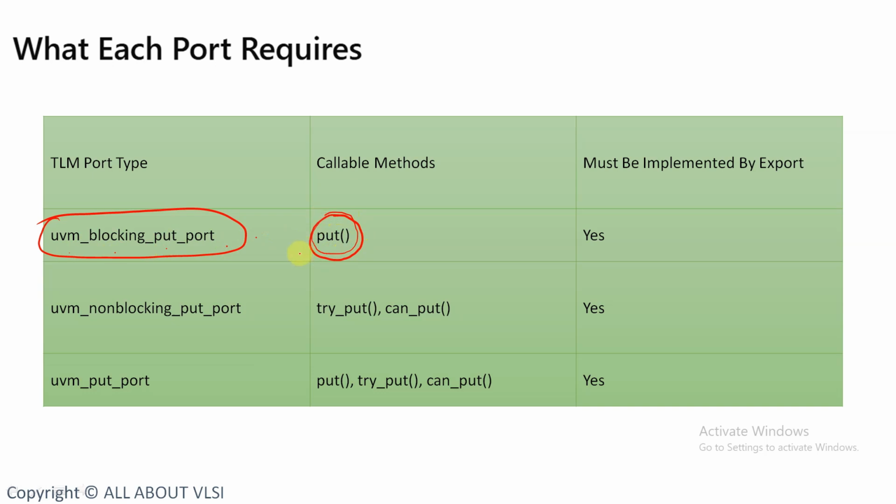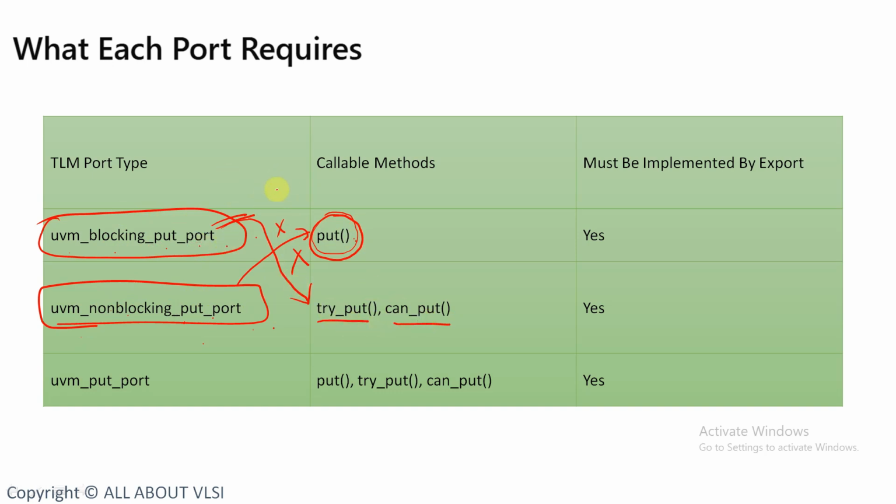Using this UVM blocking put port, we can only call the put method. And if we declare a UVM non-blocking put port in our initiator, then using this port handle, we can call the try put method and can put method. But using UVM blocking put port, we cannot call try put and can put. Using UVM non-blocking put port, we cannot call the put method. This is very important. So using UVM non-blocking put port, we cannot call put, and using UVM blocking put port, we cannot call try put and can put.